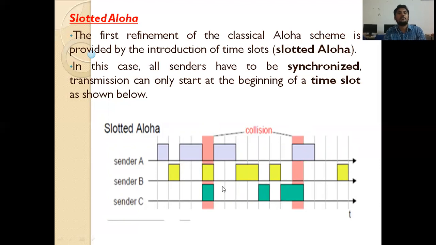But here also there is a big problem: a collision will occur when multiple senders start transmitting packets in the same time period. For example, at 10 a.m., if sender A and sender B simultaneously transmit a packet, automatically a collision will occur.